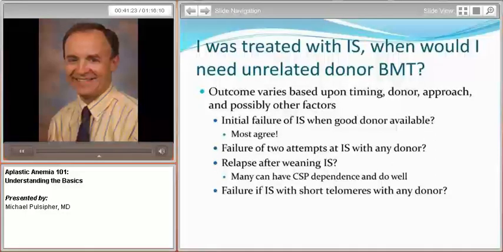Now, I've listed here again possible times when an unrelated donor bone marrow transplant might be considered. Most would agree that initial failure of immune suppression is a good time to consider unrelated donor transplant. Failure of two attempts at immune suppression with any donor is another time, and that's basically if you have someone who responds and then relapses and gets another attempt and fails. It's difficult to know for sure if someone has responded to a second or third course of immune suppression when to consider transplant. But bottom line is, if they have failed, then it's easier to consider transplant. One thing under consideration is that if you have short telomeres, maybe those patients should be transplanted earlier, but we simply don't know whether that's the right thing to do at this point.